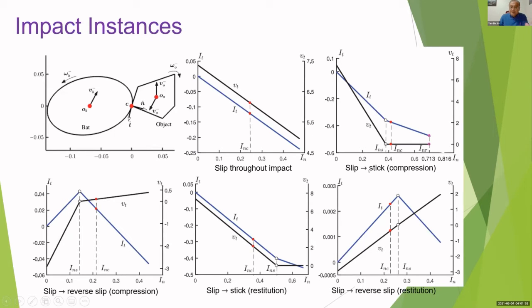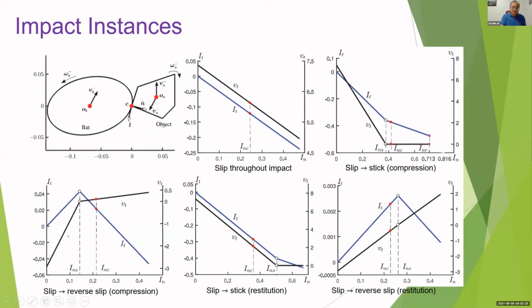The other is when the slip contact mode changes into stick contact mode. The hollow dots here represent where the contact velocity becomes 0. If you focus on this black curve, that's where it goes to 0. After 0, it stays at 0, but that happens before the compression phase ends. There's another situation where slip transitions into stick, but during the restitution phase, so it's after compression ends.